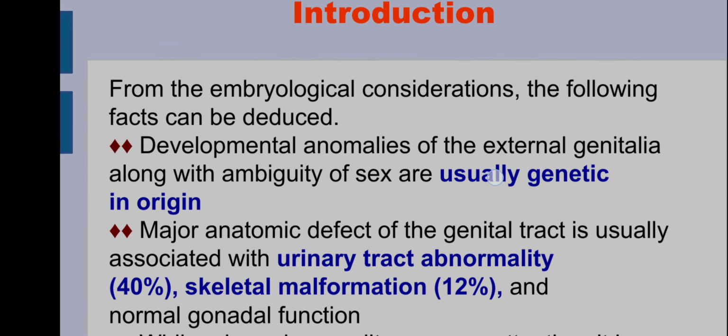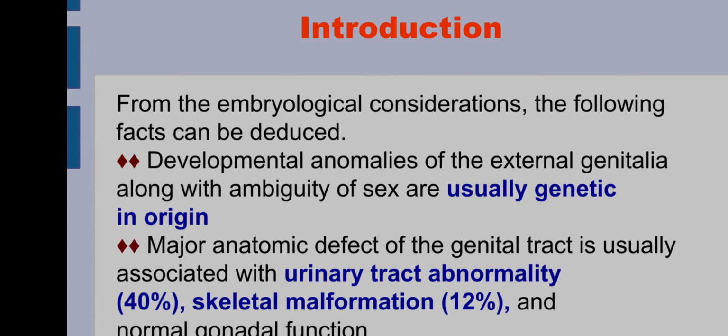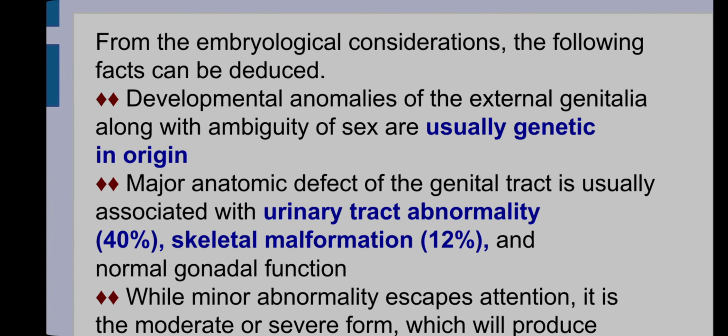Here, coming to the introduction. From the embryological consideration, the developmental anomalies of the external genitalia, along with the ambiguity of the sex, are usually genetic in origin. So, whenever there is a problem with the genetics, then only there will be a problem with the external genitalia or ambiguity of the sex, where you are unable to differentiate between the male genital organs and the female genital organs.